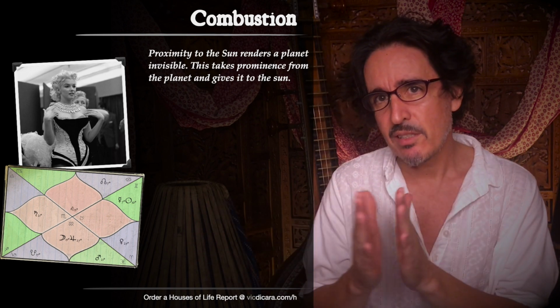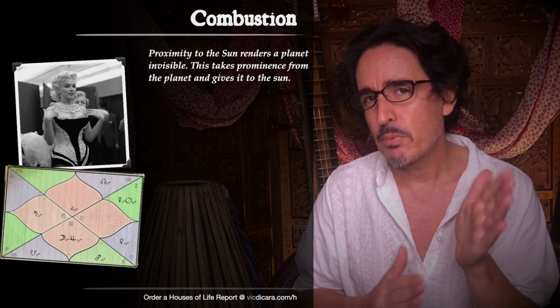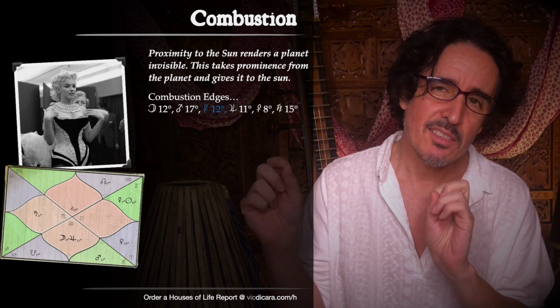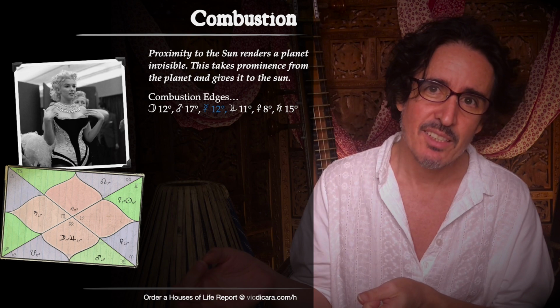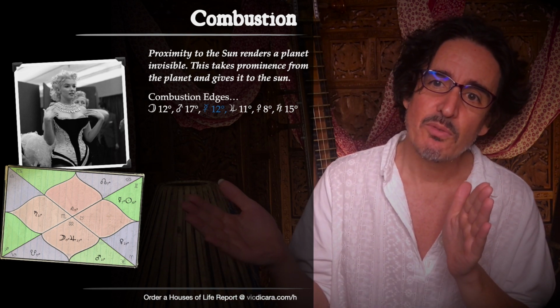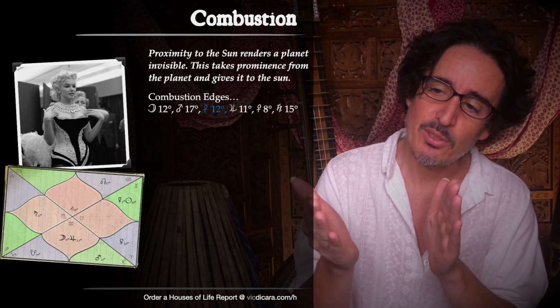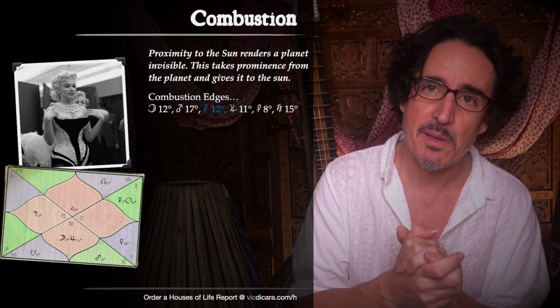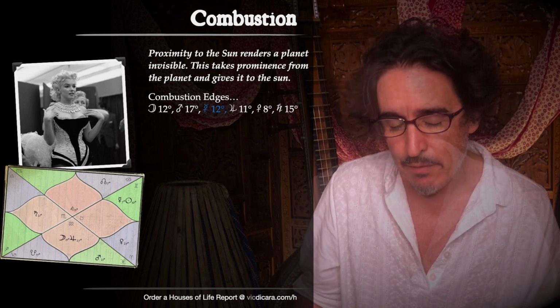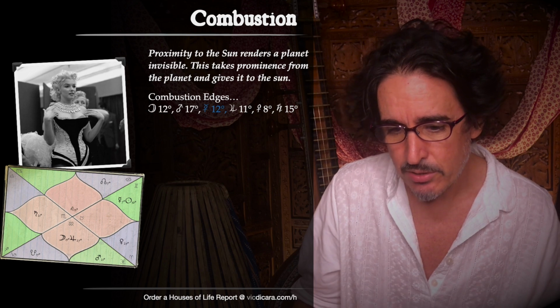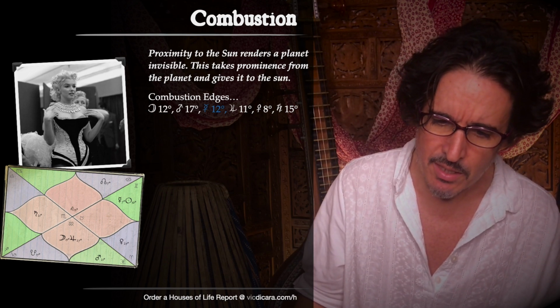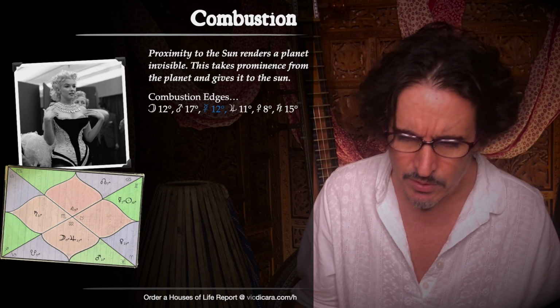With closeness to the sun, it's different for each planet because each planet has a different amount of brightness. And so it survives closer into the sun before it becomes invisible, depending on how bright it is. If you look quickly at Marilyn Monroe's chart, you'll see there's only one planet that's close to the sun. It's Mercury. So all you have to do is figure out how close.